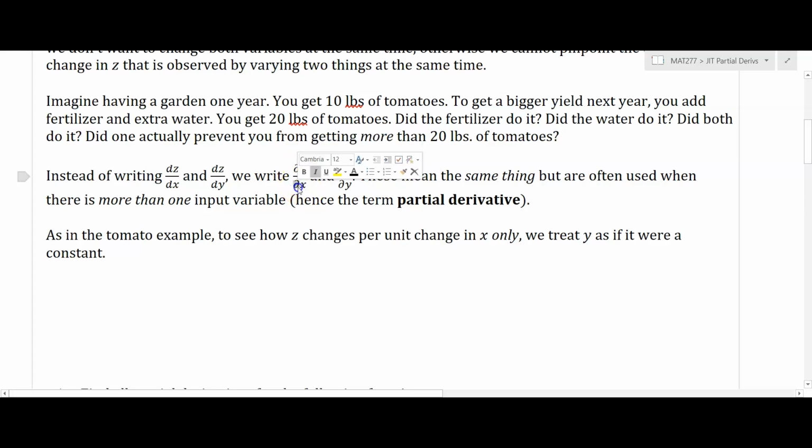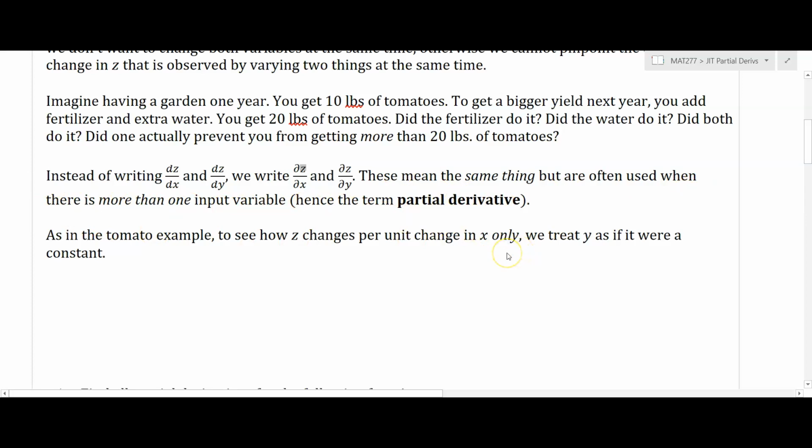The reason we use this operator is really just a historic reason. It's also a contextual reason: when you see this partial notation, it emphasizes that the output variable is potentially a function of more than one input. So when you see the partial of z with respect to x, that should immediately tell you, oh, z depends on more than one variable beyond x. That's all. This means the exact same thing as dz dx, and dz dy. These mean the same thing, but are often used when there is more than one input variable, hence the term partial derivative.